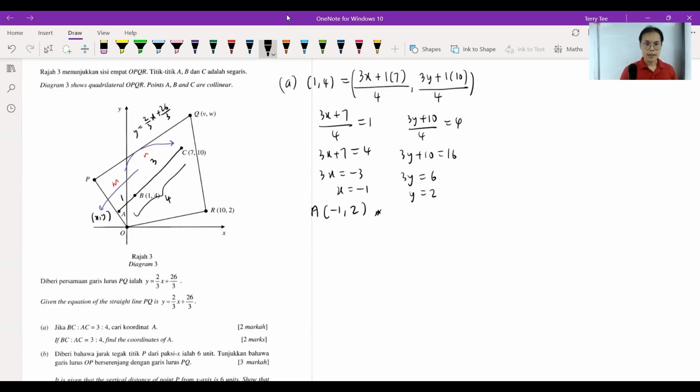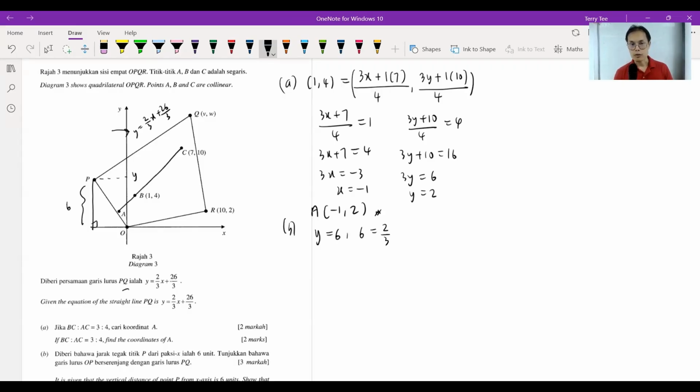All right. Then they say, diberi bahawa jarak tegak P dari paksi-x ialah 6 unit. So I'm going to rub this off because I already did this. Jarak tegak P dari paksi-x is this, the perpendicular distance. This is 6 units, meaning your y coordinate of point P is 6. Tunjukkan bahawa garis lurus OP berserenjang dengan PQ. Now, if you know your y coordinate, you just have to find your x coordinate to find point P. So when y equals 6, sub inside equation PQ.